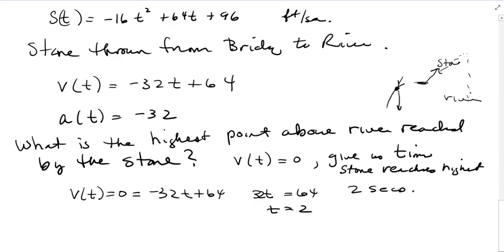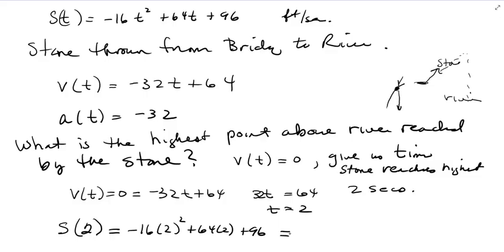Question wants to know, what is the actual height? Well, now that you know the time is 2 seconds, you want the highest position. You need to go back to the position function to get s sub 2. S sub 2 is going to be negative 16(2) squared plus 64(2) plus 96. And if you do all that math, I believe you get 160 feet. Yeah, you get 160 feet.